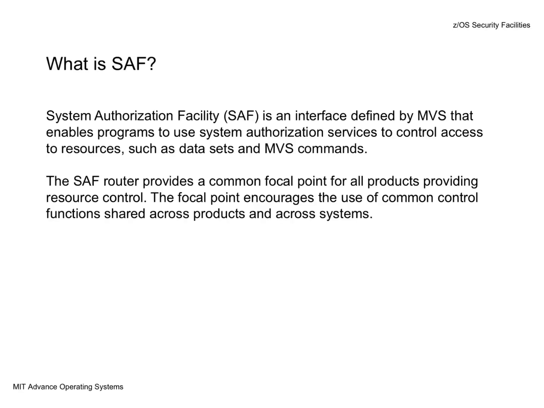What is SAF? SAF, or System Authorization Facility, is an interface defined by MVS that enables programs to use system authorization services to control access to resources such as datasets and MVS commands. The SAF router provides a common focal point for all products, providing resource control. The focal point encourages the use of common control functions shared across products and across systems.